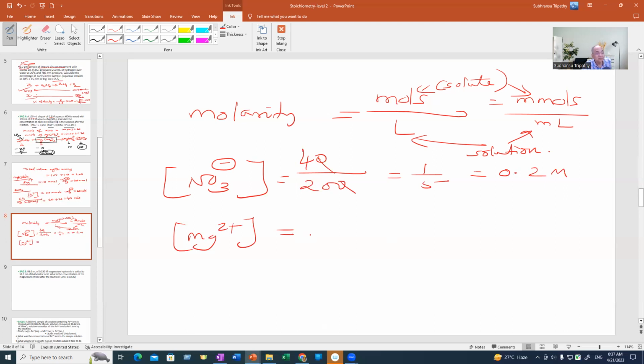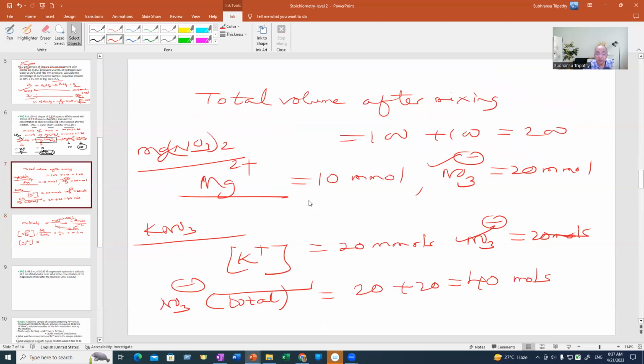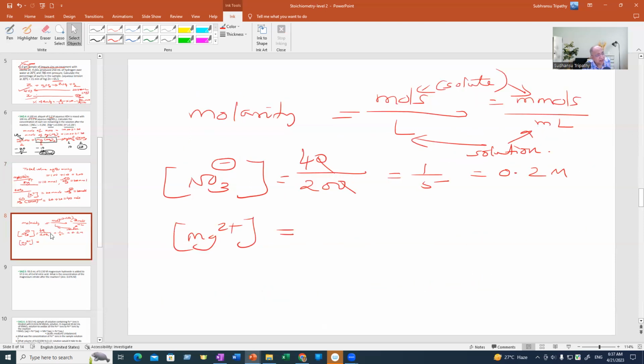10 by 200. Precisely. Why did it take you so long? Because magnesium was 10 and the total volume is the same for all species. They are in the same volume. So in this case, 10 by 200. So how much? 1 by 20? 0.05.